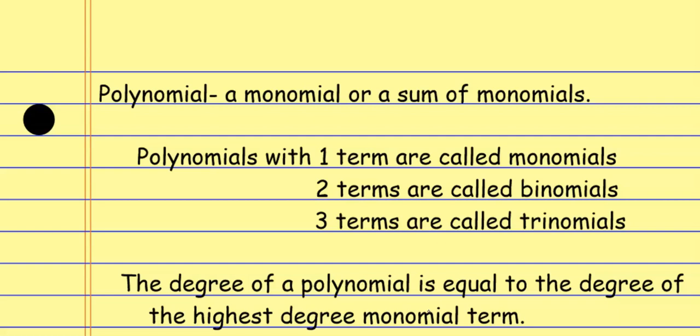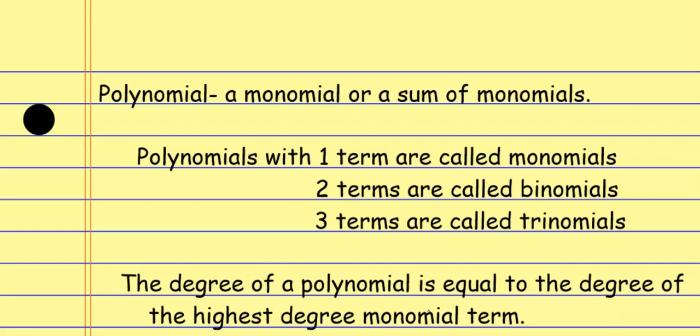We do have a couple special names. We've already talked about monomials. Two terms would be called a binomial, like a bicycle has 2 wheels, so that idea of bi meaning 2. A trinomial is 3 terms, again, tri, like a tricycle, meaning 3 wheels. Those are the ones that we use the most often. One term is a monomial, 2 terms is a binomial, 3 terms is a trinomial.